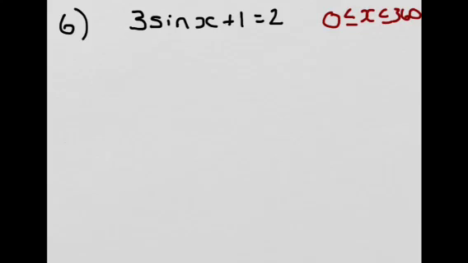In question 6 we're looking to solve a couple of trig equations when x is greater than or equal to 0 and less than or equal to 360. Now we do this by getting this trig function on its own, so we need to take plus 1 over, and when we do that, that leaves us 3 sin x is equal to 1.